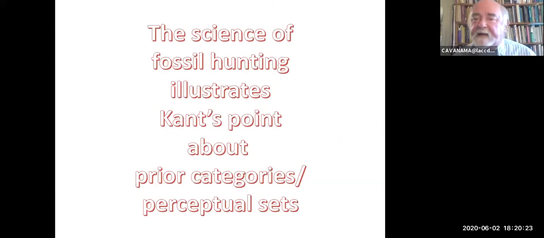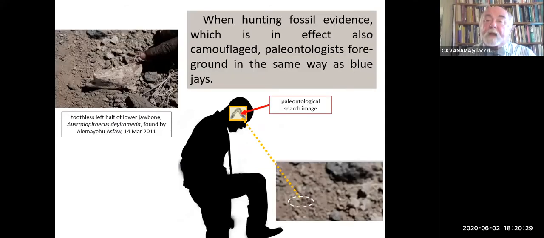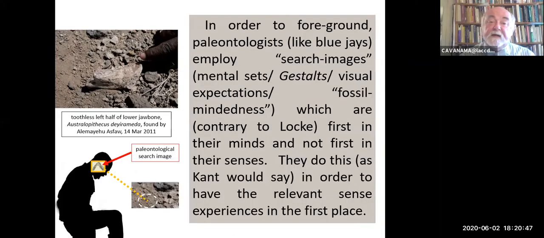Let's look at fossil hunting as an example. This illustrates Kant's point about search images, background and foreground. Fossil evidence is kind of camouflage. You see a bunch of oatmeal colored bones on an oatmeal colored ground. And a paleontologist who's going to hunt fossils successfully needs to have a search image, needs to have a general kind of idea of what they're looking for in order to spot these things in the terrain which they search.